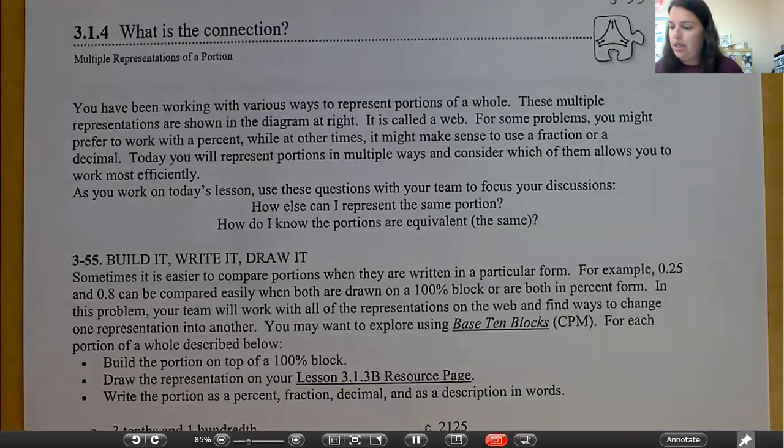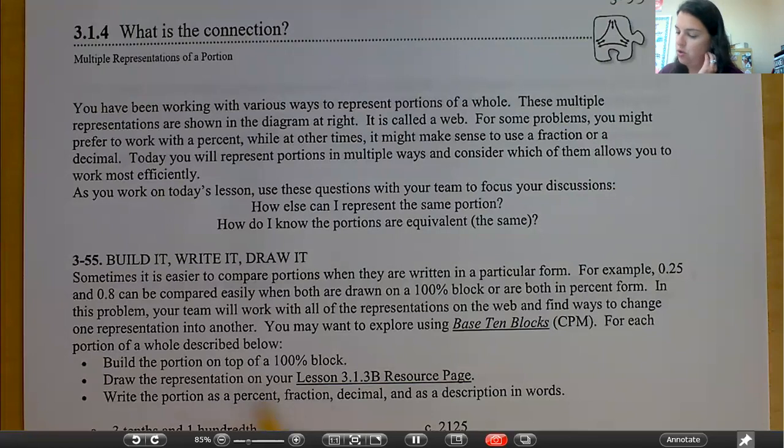355, build it. Write it, draw it. Sometimes it is easier to compare portions when they are written in a particular form. For example, 0.25, which is the same as 25 hundredths, and 0.8, which is the same as 8 tenths, can be compared easily when they are both drawn on a 100% block or are both in percent form. In this problem, your team will work with all of the representations on the web and find ways to change one representation into another. You may want to explore using the base 10 blocks.